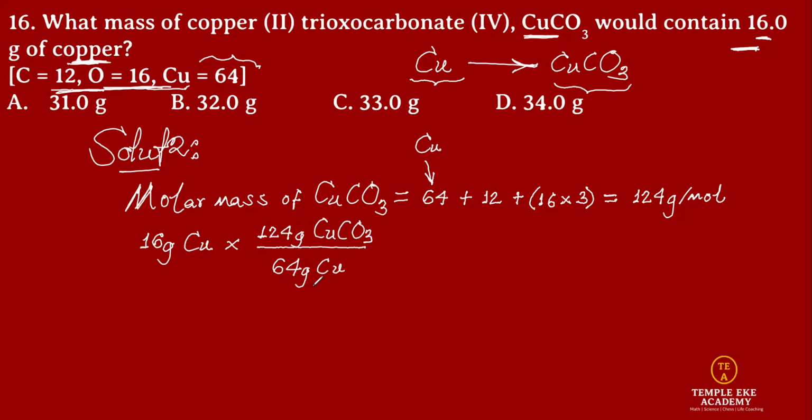Beautiful. And now, mission completed, because the unit gram of copper knocks out the unit gram of copper, and the prevailing unit is gram of copper 2 trioxocarbonate 4, which is what we are required to find, the mass of copper 2 trioxocarbonate 4. By multiplying these values and dividing appropriately, we get the answer. And these values are manageable because we don't need a calculator, because now 16 divides into 64 4 times. And now we finish it off. 4 divides 1. 4 divides into 12, that's 3. And 4 divides into 4, that's 1.